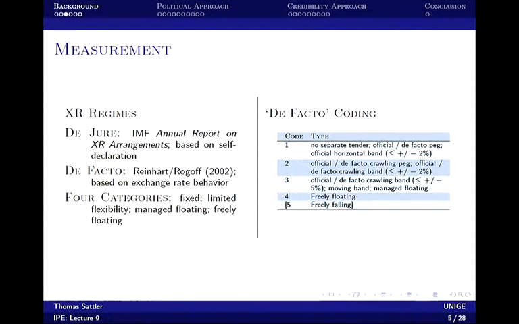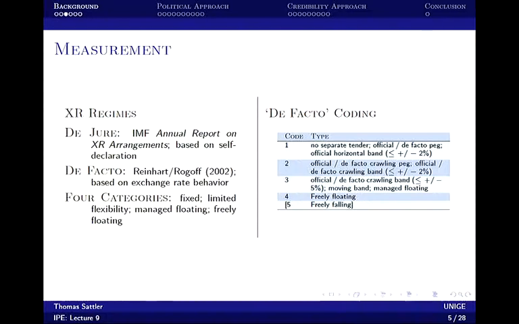That's a fixed exchange rate by this classification. Then what you can have is a crawling band. We have a band within which the exchange rate fluctuates, but this is crawling. It's going gradually down or it's going gradually up, right? So that's a limited flexibility exchange rate where we have a crawling band.